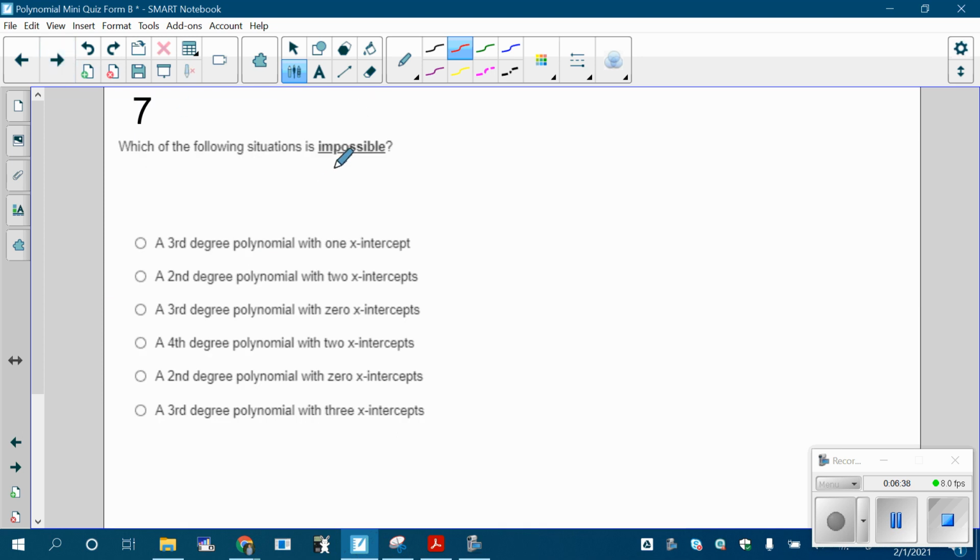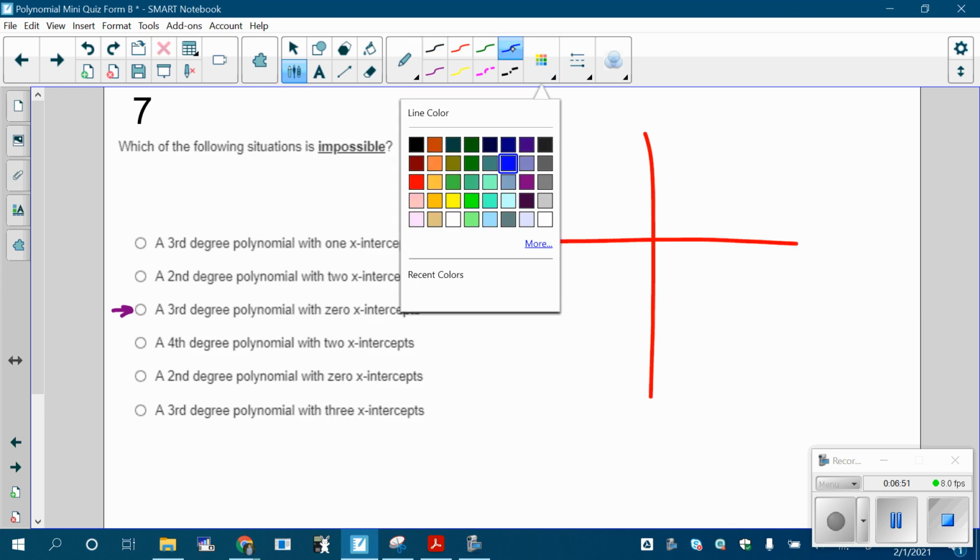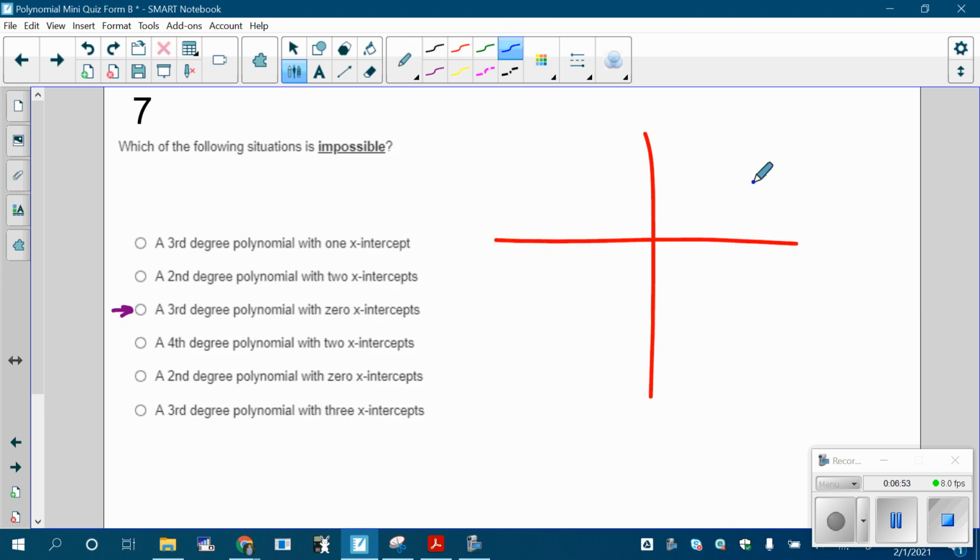Last question here says, which of these situations is impossible? This is the one that's impossible, and the way to think about this is relating to end behavior. So third degree polynomials, there's 2 possibilities for the end behavior. Since they're odd degree, the end behavior could either be down, up, or up, down. Let's talk about down, up first.